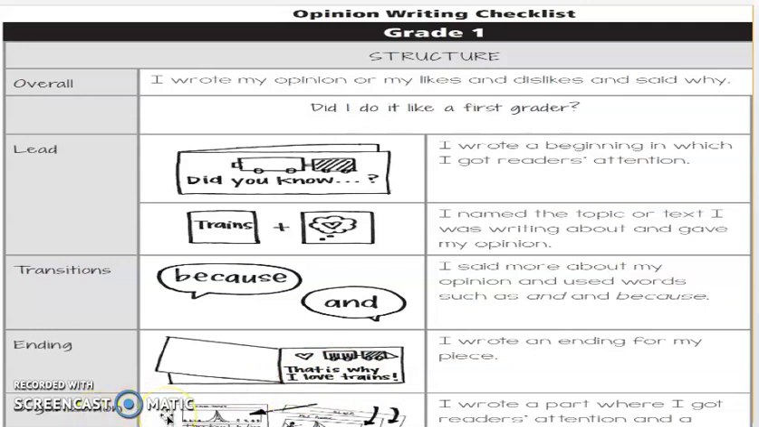And your organization. You want to write a part where you get your reader's attention and a part where you always add more.